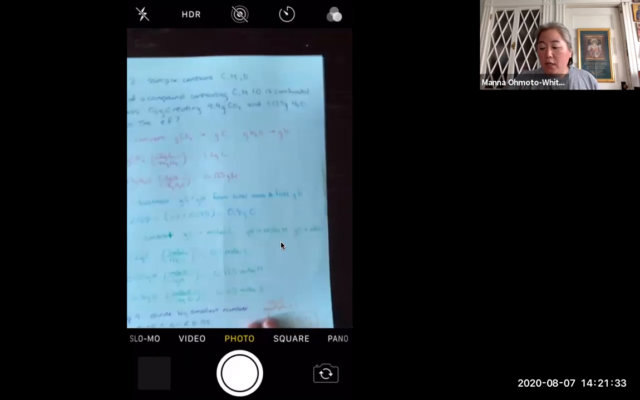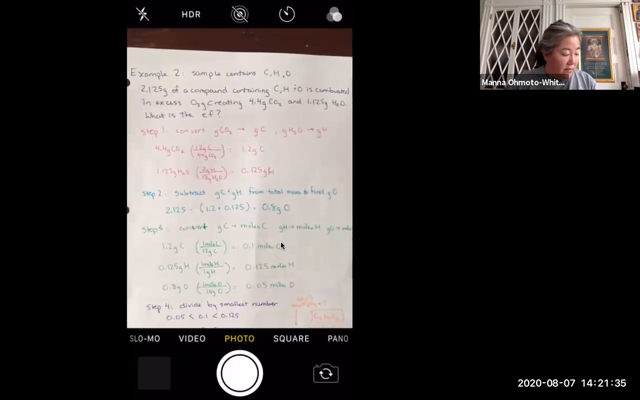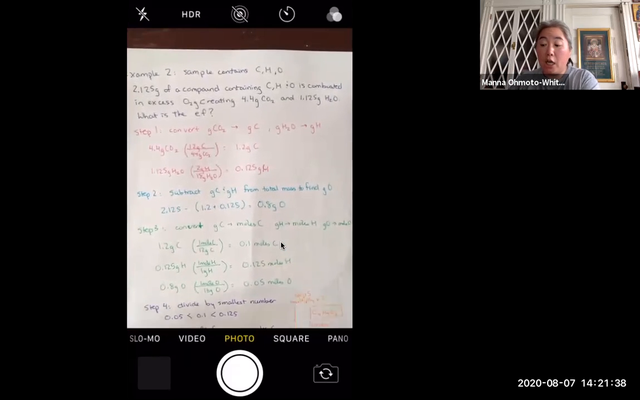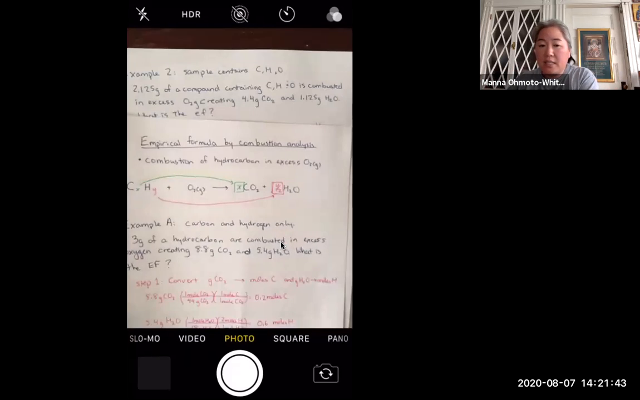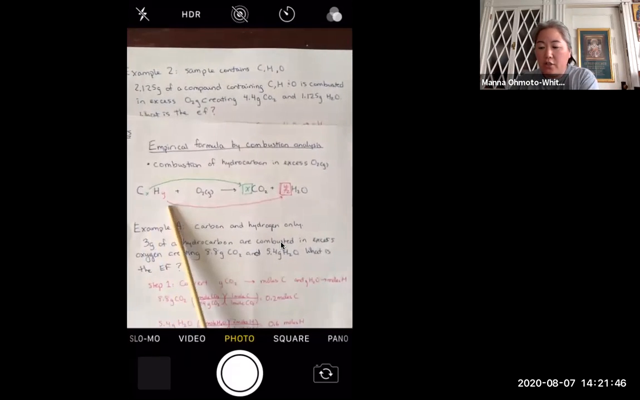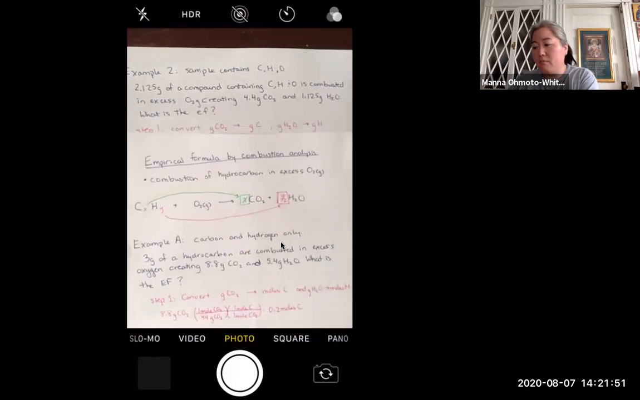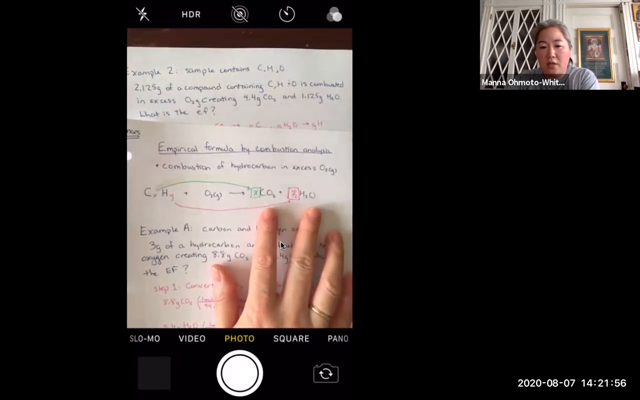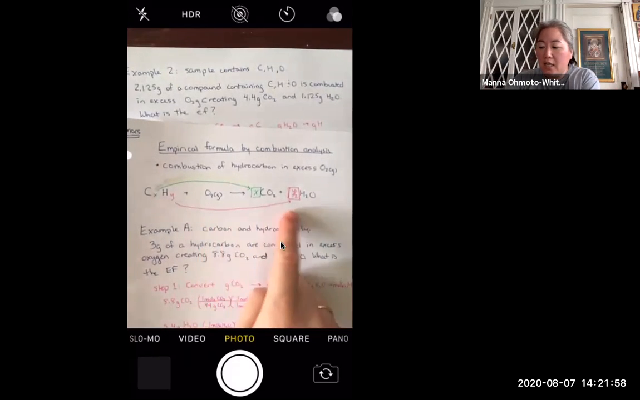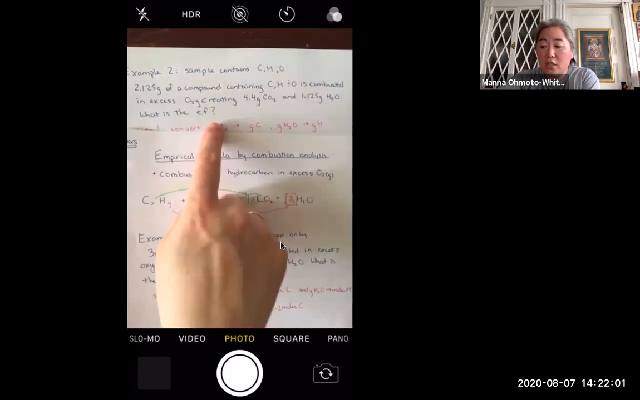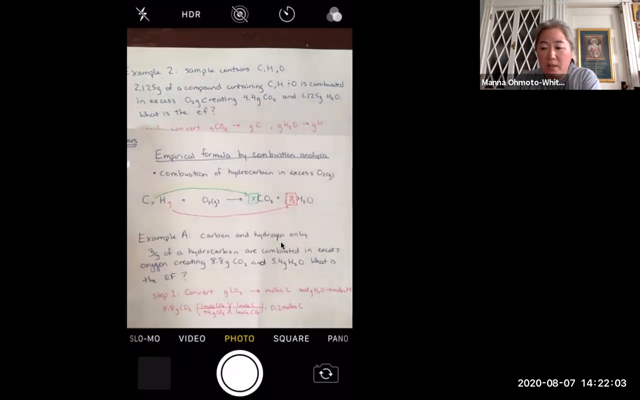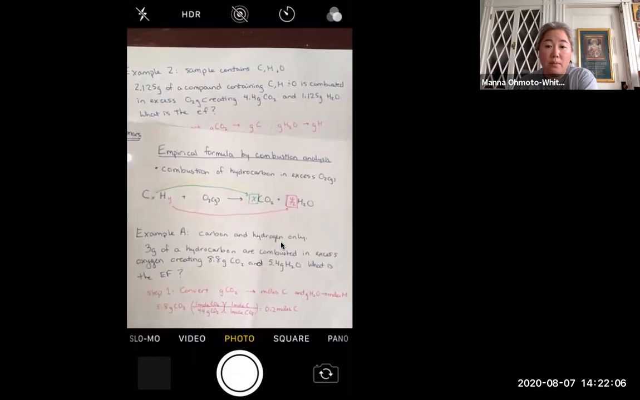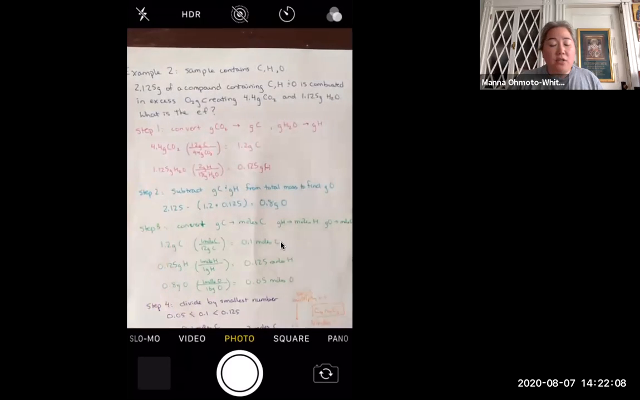Example 2 is a little more complicated. I have a sample that contains carbon, hydrogen, and oxygen. What's important to understand is that I can't simply use the conservation of mass and say that whatever mass is oxygen on this side is the amount of oxygen that I would have, because the oxygen here is a combination of the oxygen in my compound and the oxygen that I use to combust it. So I have to do a couple more steps.